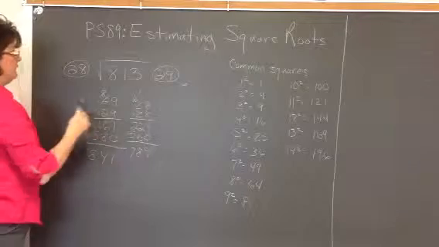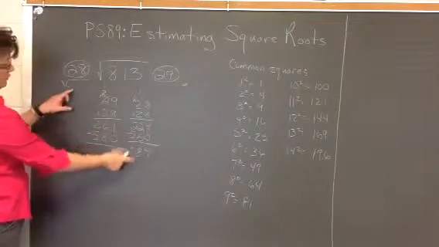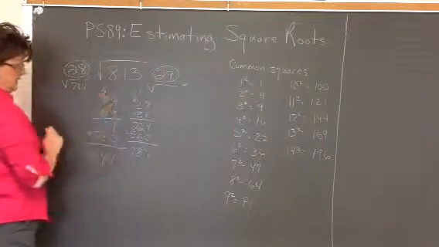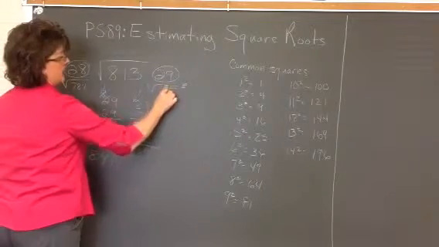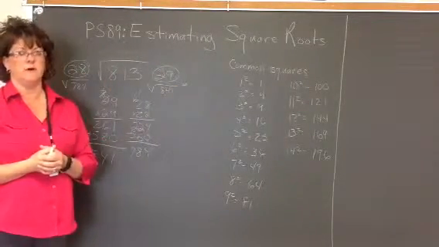If it makes you comfortable, feel free to say, okay, which meant it came from 28 squared, which is 784, and 29 squared, which is 841. That's fine, but I'm looking for what two perfect squares it did fall between.